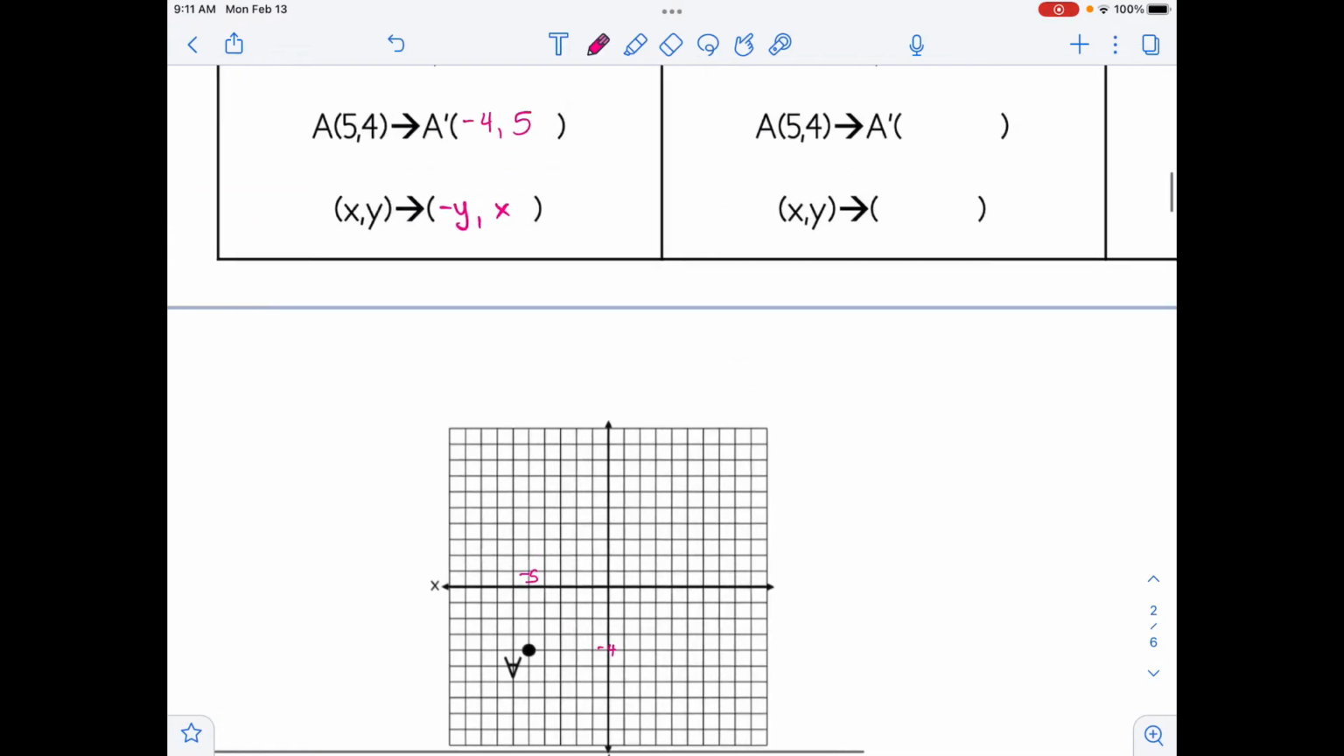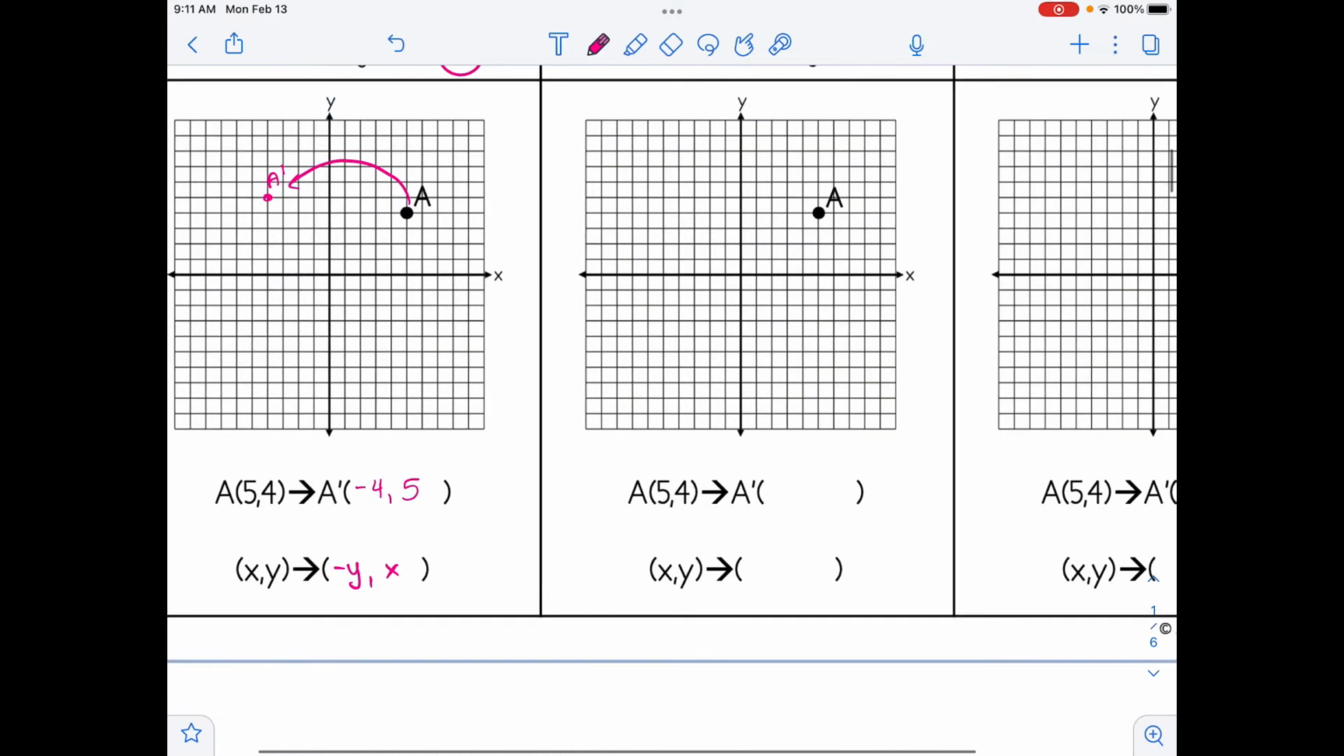And that's going to be the coordinates of our image after a rotation of 180 degrees. Okay, so I'm going to go to my column here. 5, 4 became negative 5, negative 4. I can go and plot this on this graph as well. And what happened to the coordinates? They were negated. So xy becomes negative x, negative y.